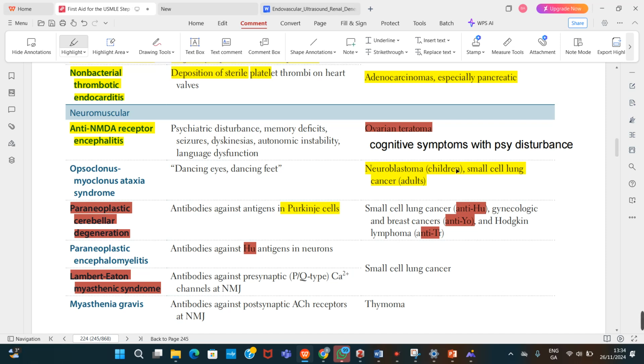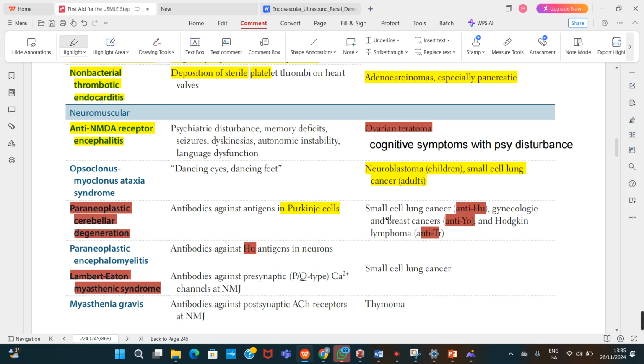So what are these cancers that we are talking about? Number one, anti-Yo. Anti-Yo is more like yolk, and milk comes from the breast. So people with breast cancer and other gynecologic cancers, such as endometrial cancer, ovarian cancer, and breast cancer, all produce anti-Yo that can lead to this.